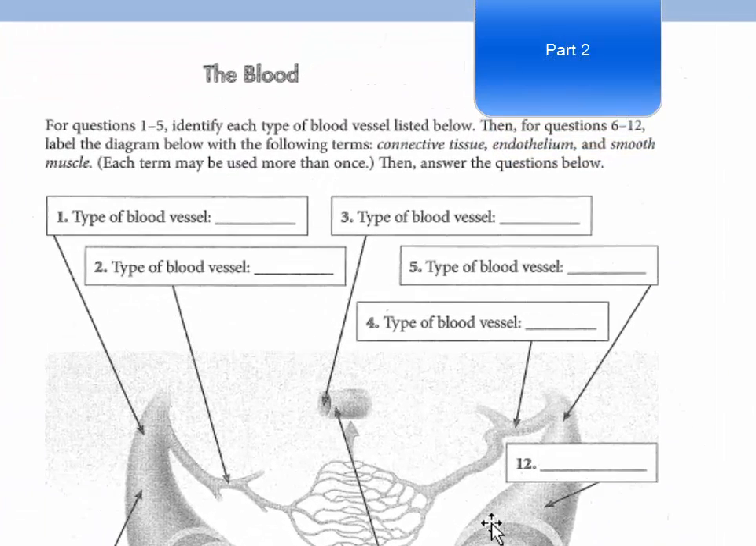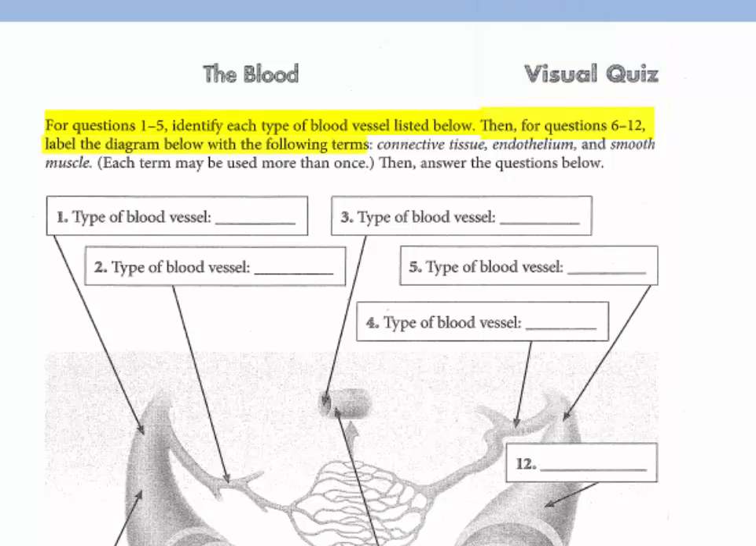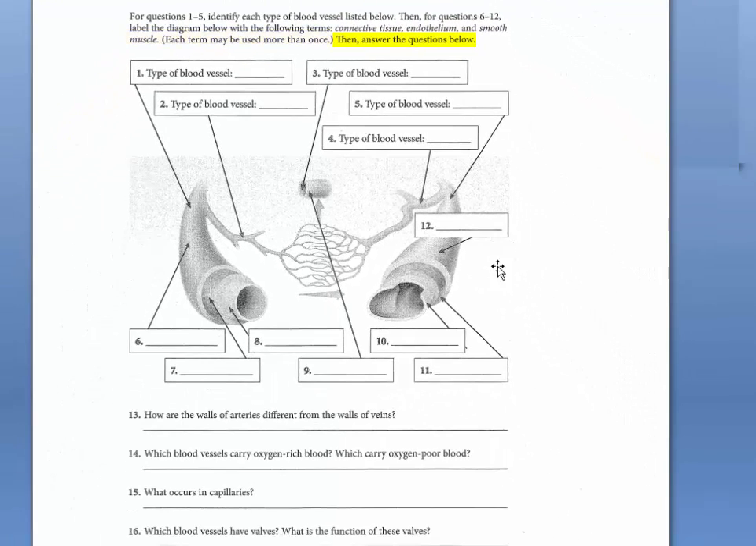Part two, the blood. Questions 1 through 5, identify each type of blood vessel listed below. Then for questions 6 through 12, label the diagram below with the following terms: connective tissue, endothelium, and smooth muscle. Each term may be used more than once. Then answer the questions below.